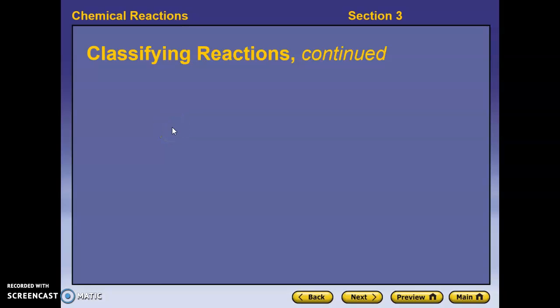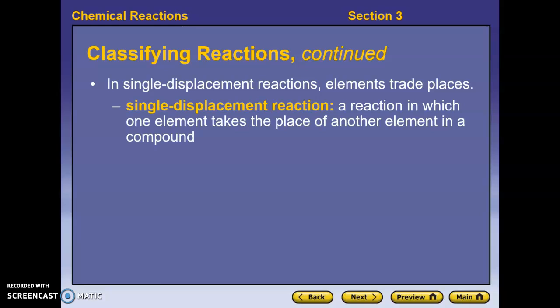As we continue looking at classifying reactions, the next type that we're going to look at are called displacement reactions or replacement reactions, depending on who you talk to. Our book calls them displacement reactions, so that's what we'll go with. But essentially, in a single displacement reaction, what happens is elements are trading places.